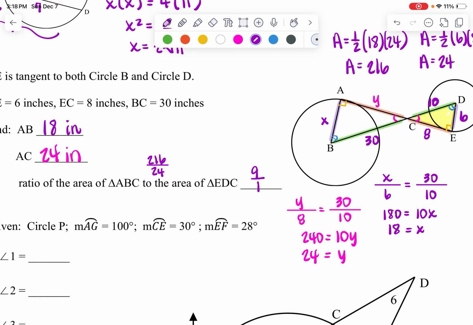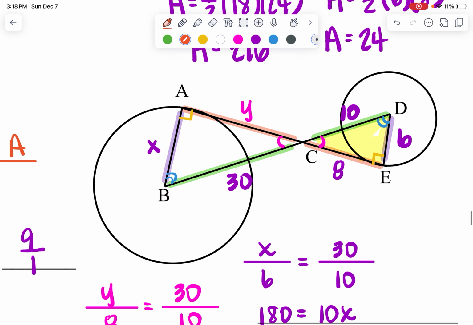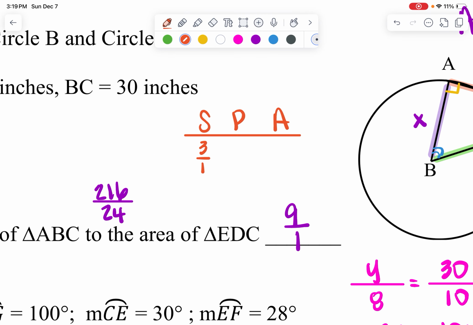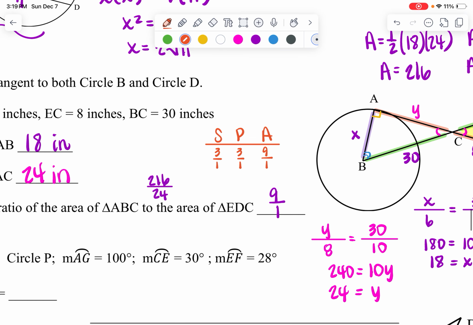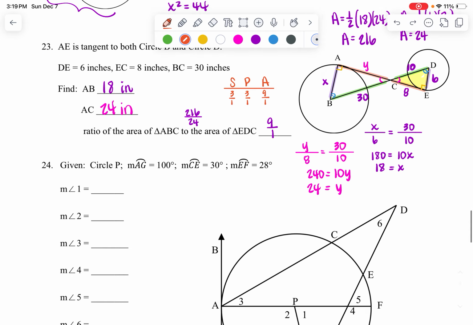Now, did I have to do all that work? Absolutely not, right? You can think of your awesome, remember SPA charts, right? I automatically know from looking at these sides, right? Look at the sides, 30 to 10. So I know that my side ratio is 3:1, which means my perimeter ratio is 3:1, which means my area ratio is, you got it, 9:1. So I could have just done that thought process in my head and figured out that 9:1 right away. Again, how you get there makes no difference to me, right? As long as you can figure that out.